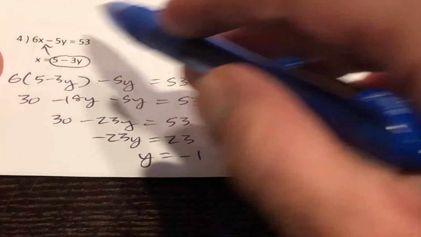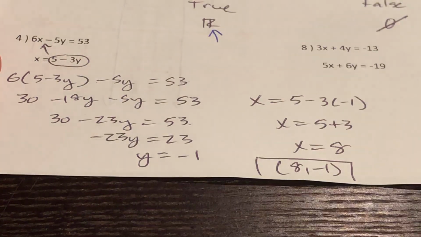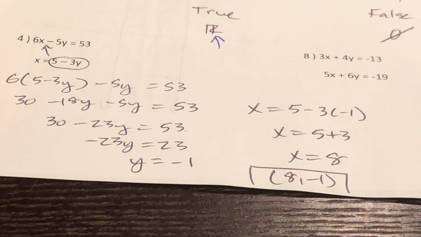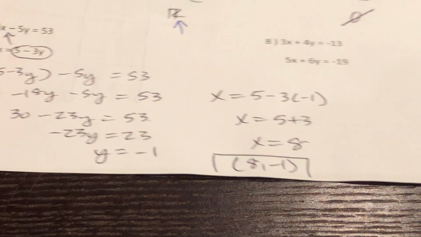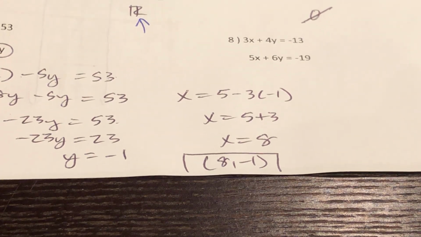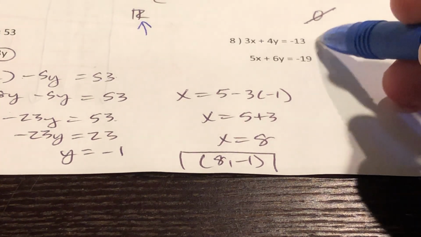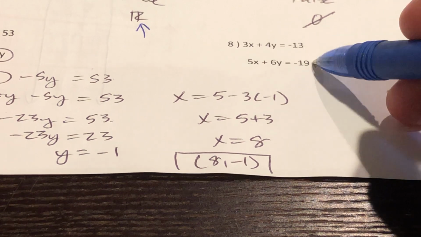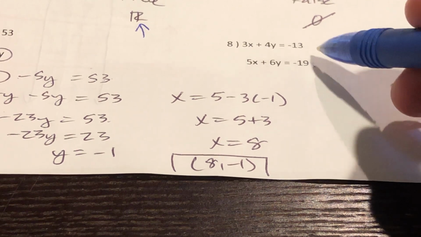If y is a negative 1, plug negative 1 in for y right there. 5 minus 3 times the negative 1. There you go. All right, you can handle 8. If you want to get rid of x, multiply top one by 5, bottom one by 3. If you want to get rid of y, you can multiply top one by 6, bottom one by 4, or top one by 3, bottom one by 2.